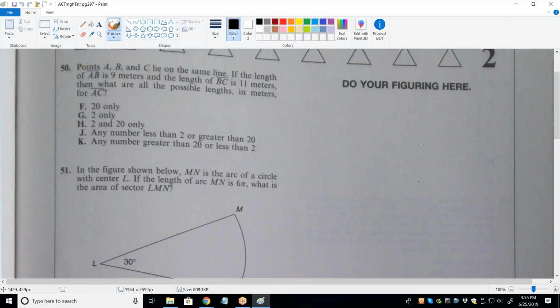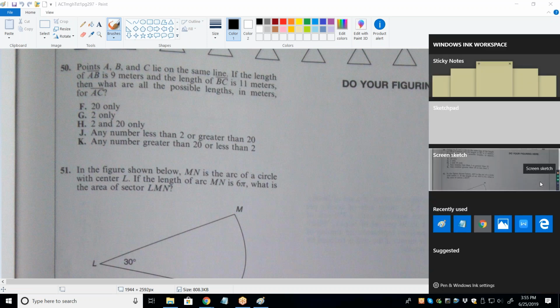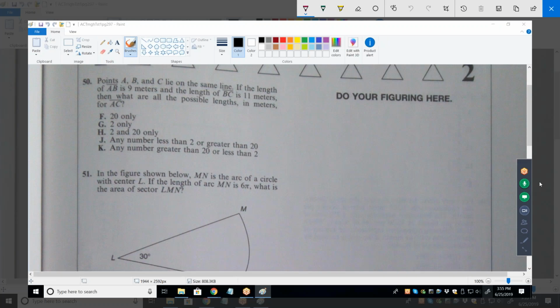All right. Points A, B, and C lie on the same line. If the length of AB is 9 meters and the length of BC is 11 meters, then what are all the possible lengths in meters for AC? Okay, so we have 20. We could have 2. Hold on. So let's see different ways that we could arrange this.